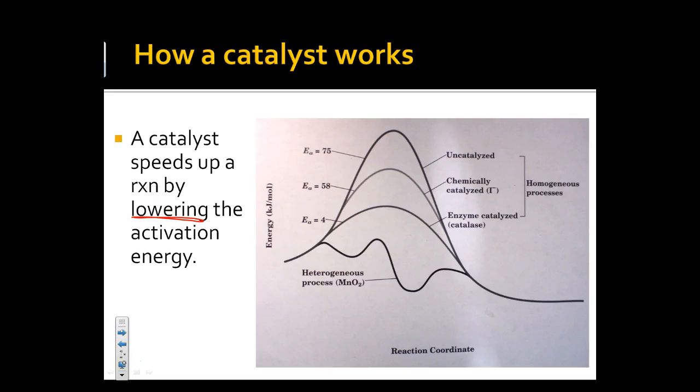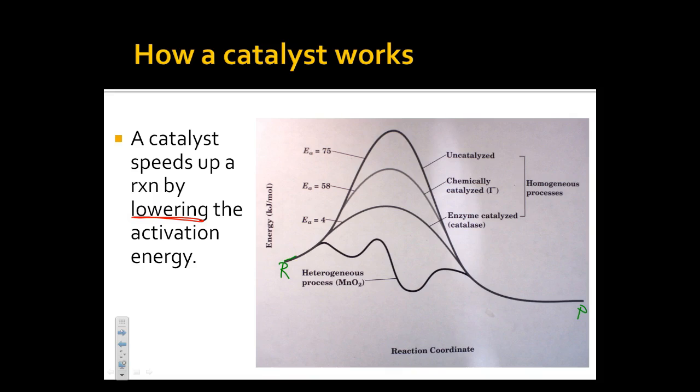Now, this isn't necessarily my favorite graph. It's actually 4 energy diagrams that are laid on top of one another. I'm going to talk about them one at a time. So we have our reactants here, and we have our products here. And as this reaction happens, the first one's going to be uncatalyzed.